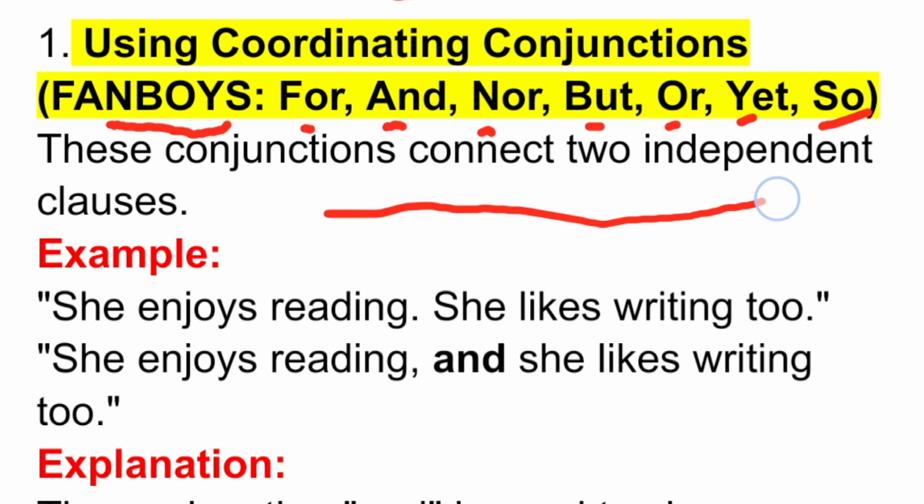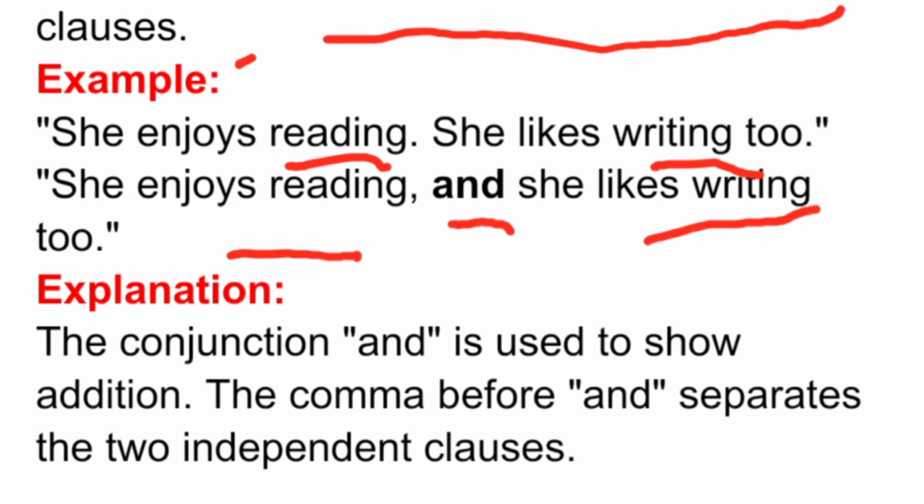Now, those conjunctions connect two independent clauses. Example, she enjoys reading. So this one is a complete clause or sentence. Another one, she likes writing too. Here we are using and to connect both these sentences because both have the same things. Here she enjoys and here she likes. So she enjoys reading and she likes writing too. So the conjunction and is used to show addition. The comma before and separates the two independent clauses. Here is the comma you can see.